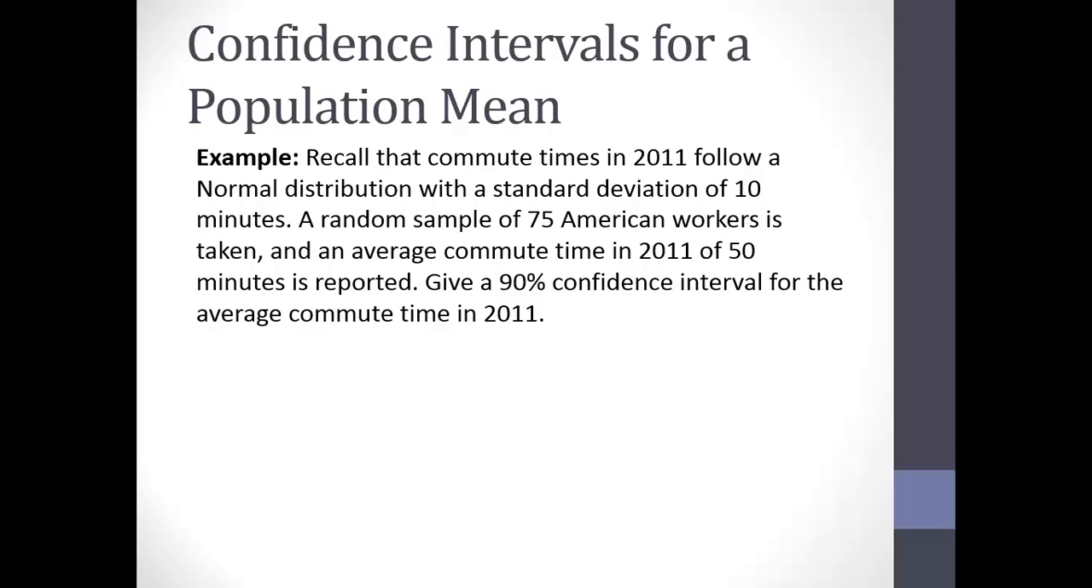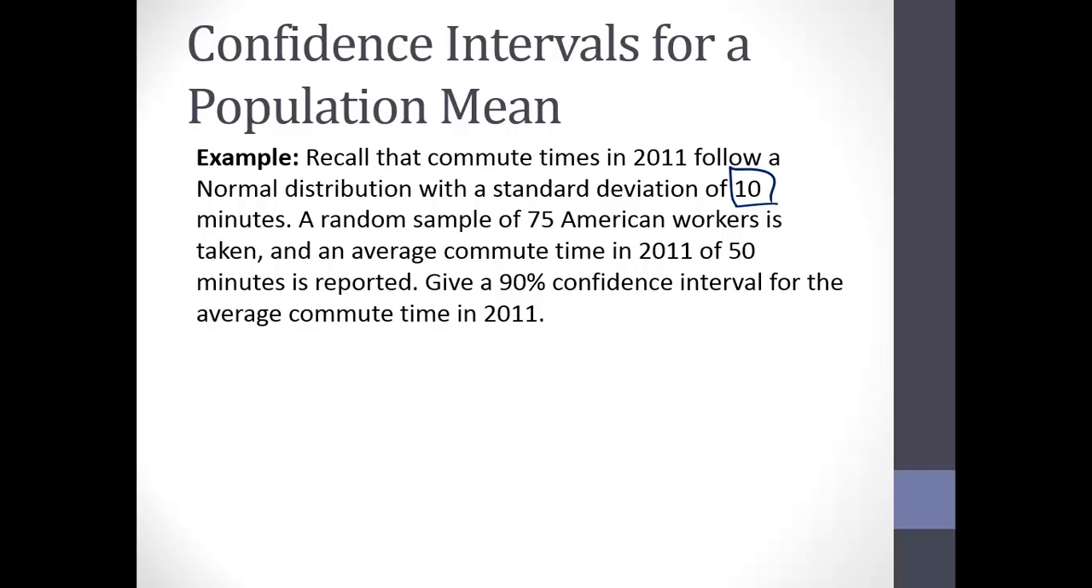The information that we're given in this example is that we're looking at commute times, and we're told that in 2011 these commute times followed a normal distribution that has a standard deviation of 10 minutes. We take a random sample of 75 people, and we find that their average commute time in 2011 is 50 minutes. And then what we want to do is give a 90% confidence interval for the average commute time in 2011.